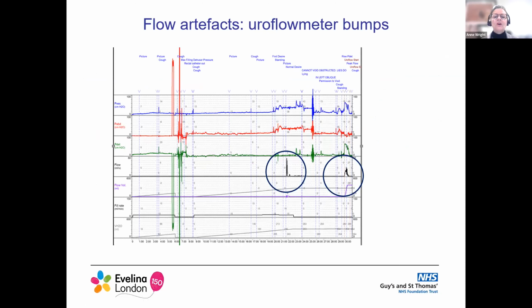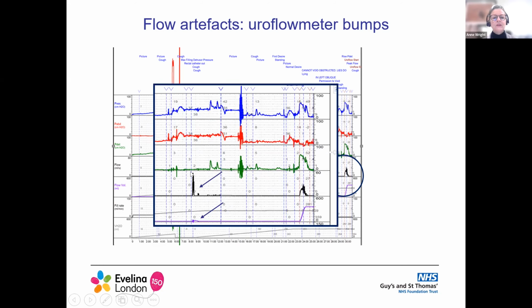Uroflowmeters are commonly bumped. So here we've got a nice smooth uroflow line together with a rise in PDET and rise in urine volume flow. And over here, we don't have corresponding features of rise in PDET and no change in flow volume. So this is in fact an artifact.